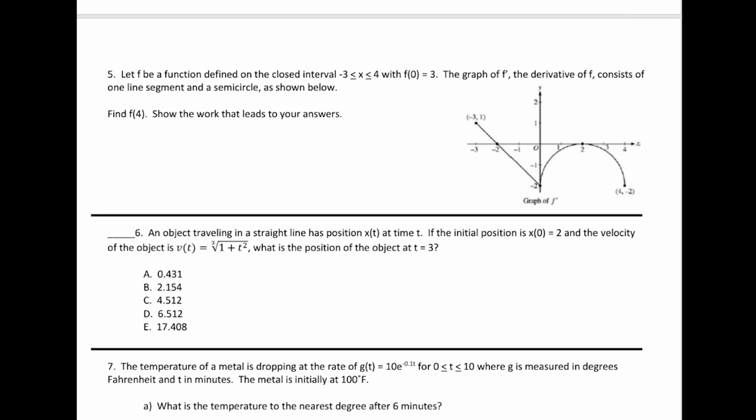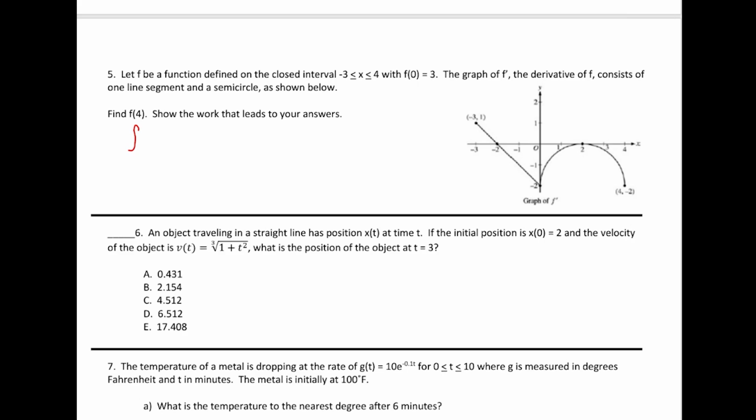Let f be a function defined on the closed interval negative 3 to 4 with f of 0 equals 3. The graph of f prime, the derivative of f, consists of one line segment, a semicircle, and a semicircle, as shown below. Find f of 4, show the work that leads to your answer. So this is going to be a very similar question to what we just worked out. So let's set it up in the same sort of way.